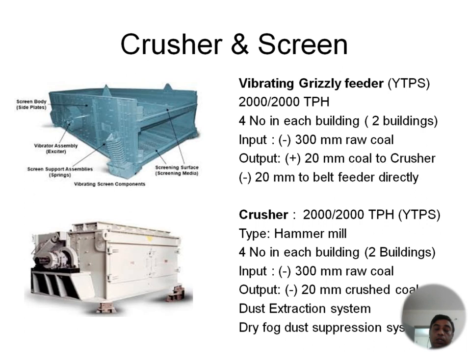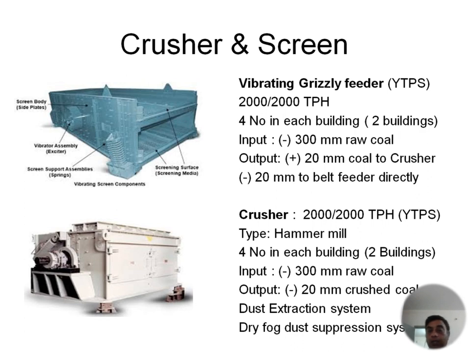Before crushing, the coal is fed to the screen, also called vibrating grizzly feeder. The rating of VGF is 2000 TPH in Yadadri thermal power station. Here basically raw coal of around 300 mm will be received, and the screen will screen out 20 mm coal. Less than 20 mm coal will be fed to the belt feeder directly. More than 20 mm coal will be fed to the crusher for crushing, because the coal size has to be less than 20 mm for feeding in the coal bunker.